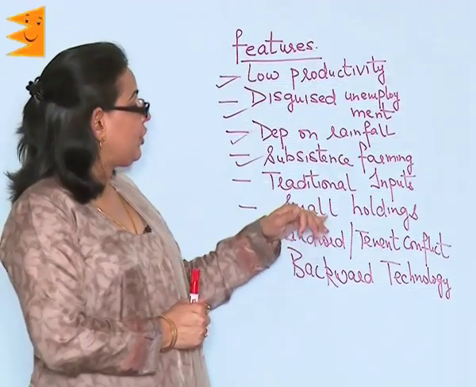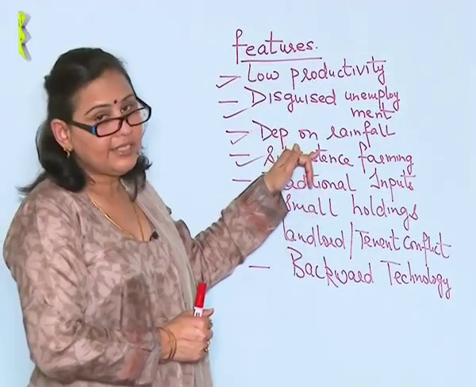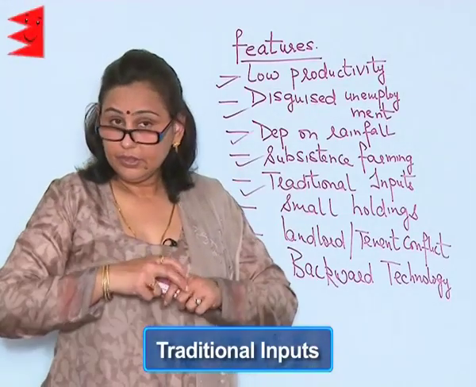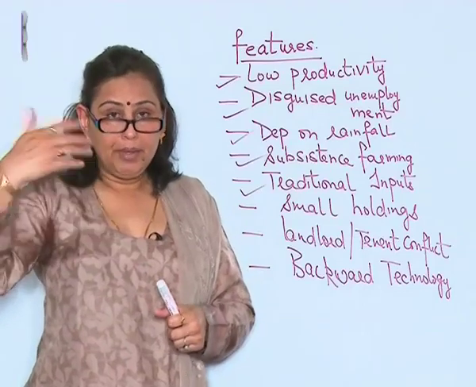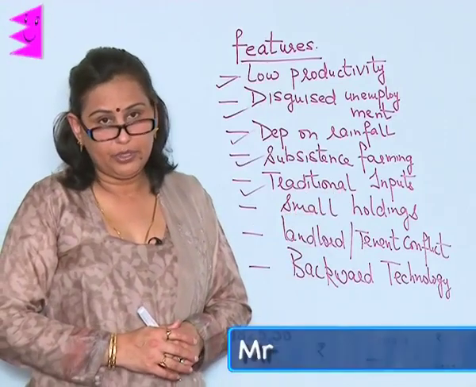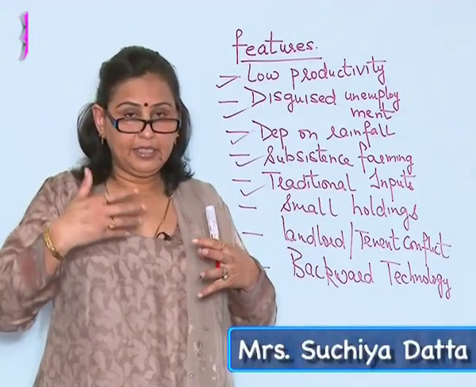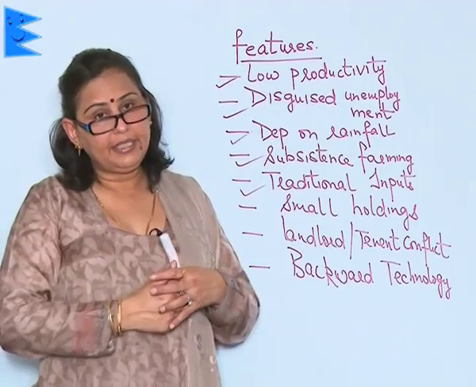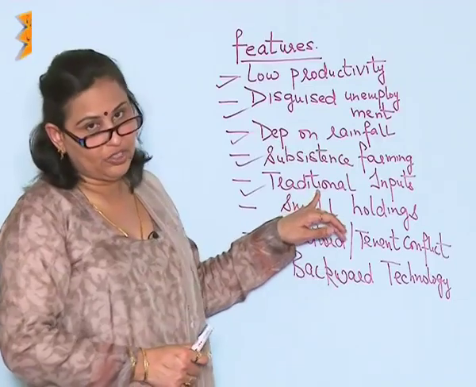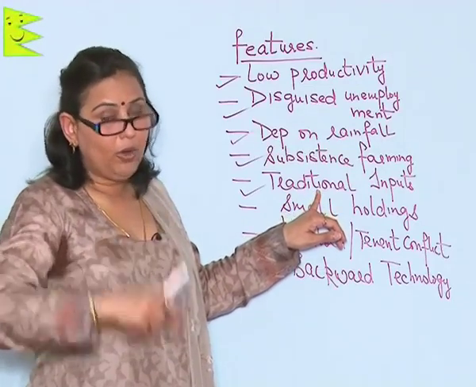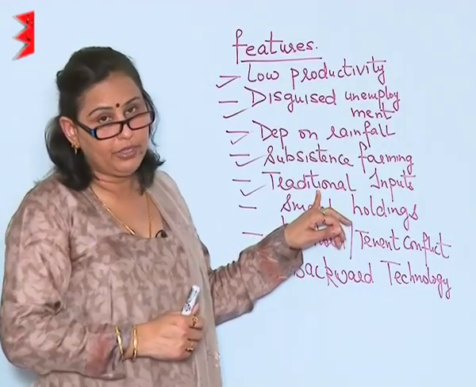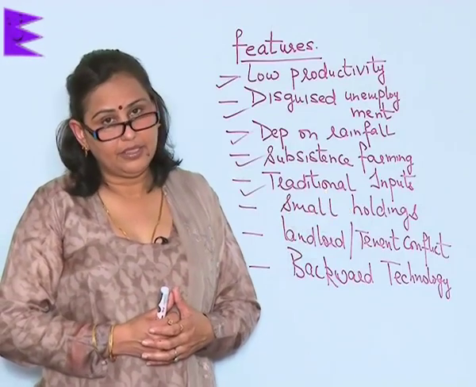The next feature, which is correlated to this subsistence farming, is traditional inputs. That is, the Indian farmer, due to many reasons, is not able to come out of the traditional inputs. The manures, the fertilizers, the seeds and other things which the Indian farmer uses are all very traditional. They have not yet been able to come up to the standards of new inputs, for financial and other reasons.